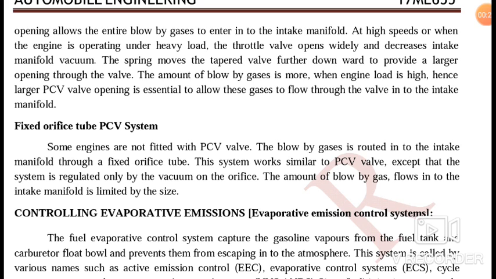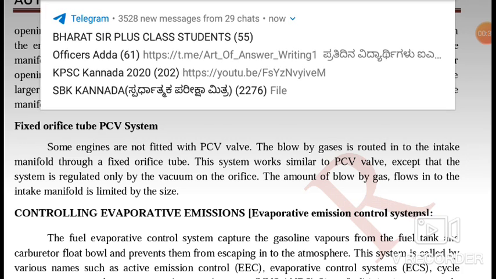Some engines are not fitted with the PCV valve. The blow-by gases are routed into the intake manifold through the fixed orifice tube. We have a fixed orifice tube here, so you know about the orifice, and that orifice is fitted into the tube. This system works similar to the PCV valve.